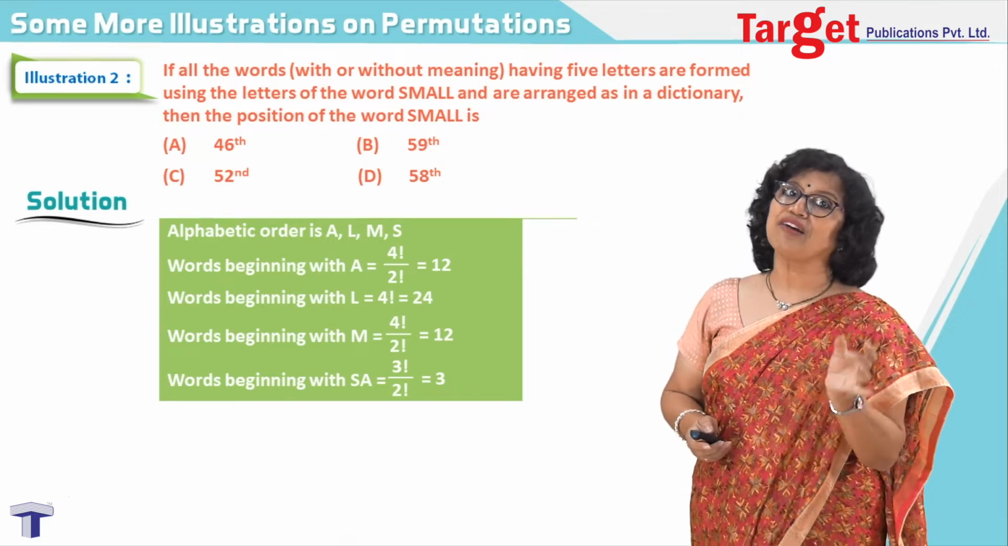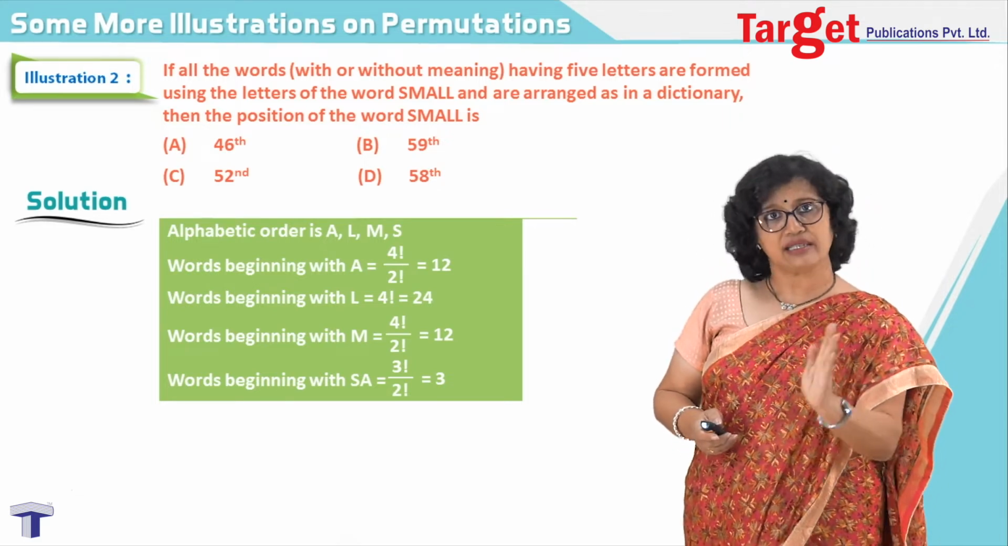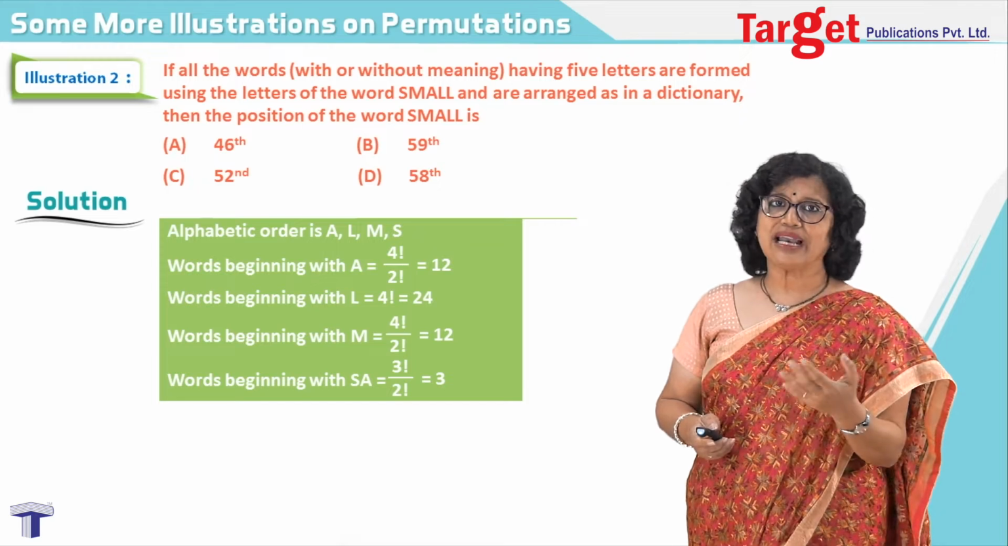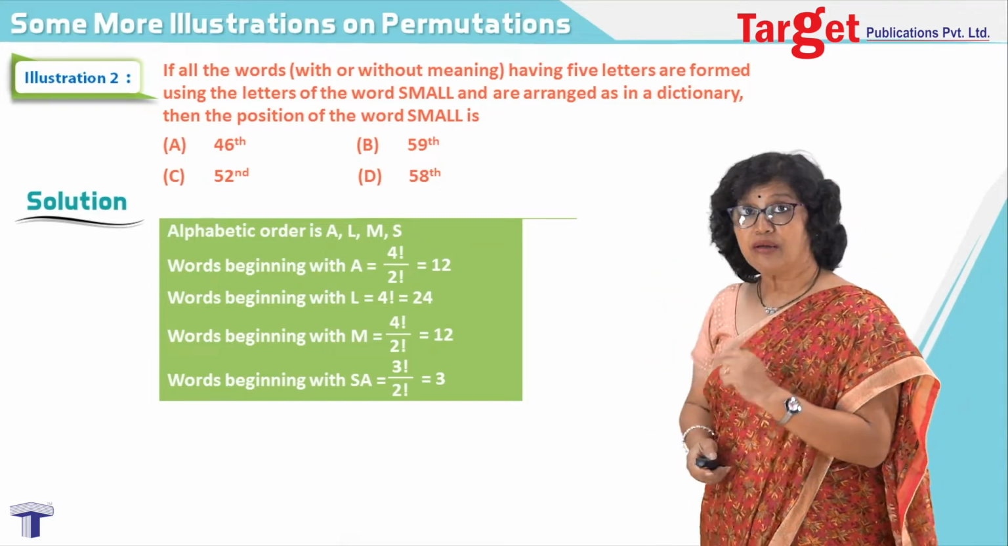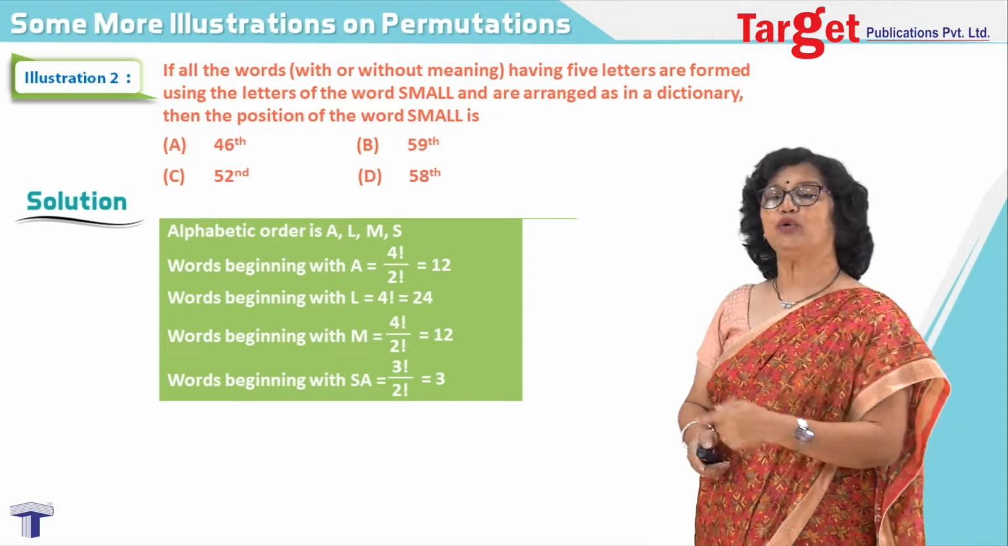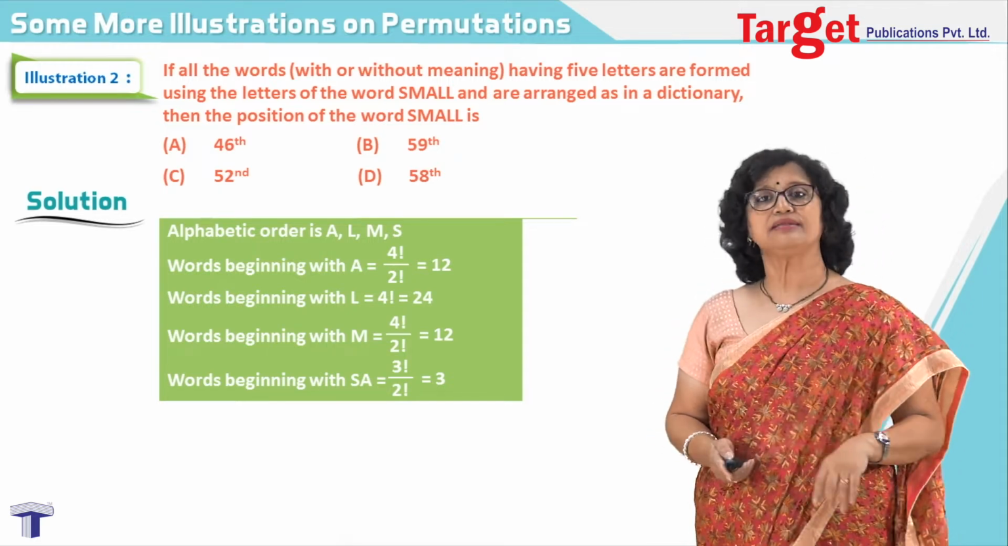I take words which start with S and A together, S-A. Then which letters are left? M and two L's are left. So 3 factorial upon 2 factorial. Because of repetition, I am dividing by 2 factorial. So this number is 3.